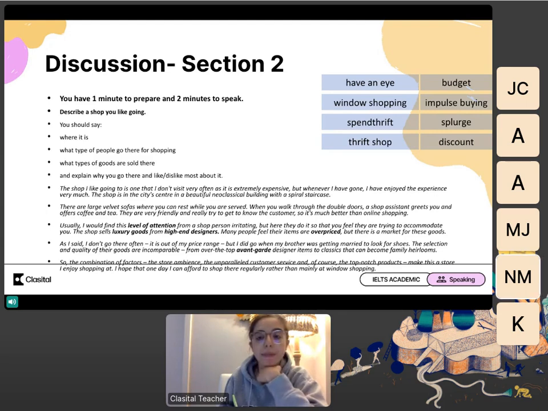However, there are disadvantages. They offer a lot of discounts, so people tend to splurge their money on unnecessary things.